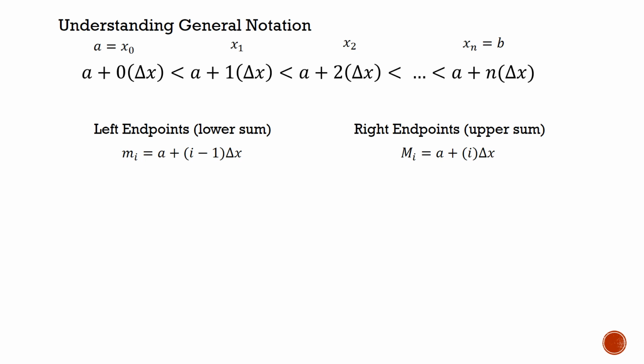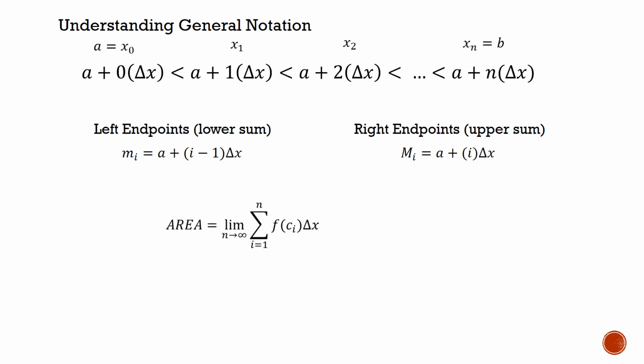The right endpoints of the rectangle, known as the upper sum, is capital M sub I, and that formula is a plus I times delta x. Now the second formula for the right endpoints, or the upper sum, is a lot easier to work with than the left endpoints, or the lower sum. So you'll see in a lot of examples, many times students will use the upper sum formula, the capital M sub I, versus the little m sub I.